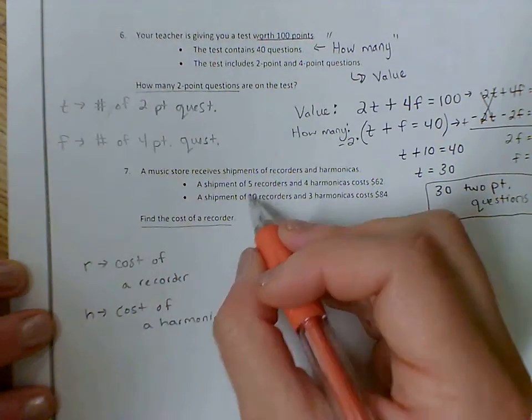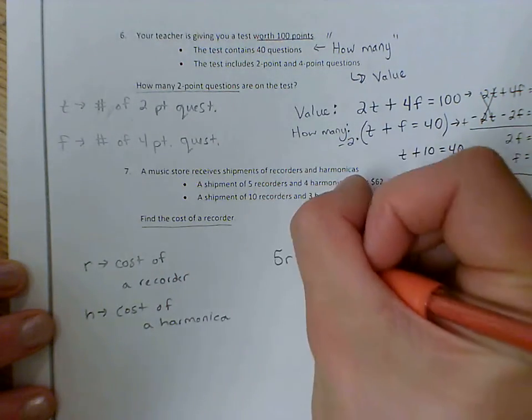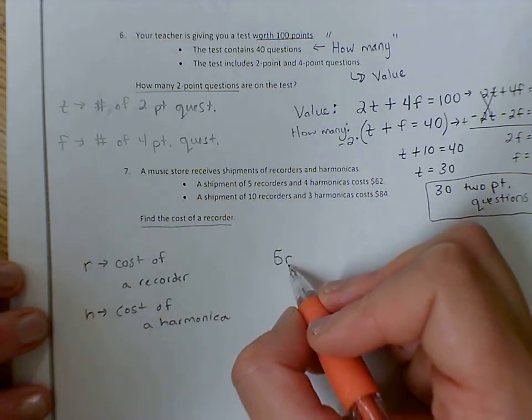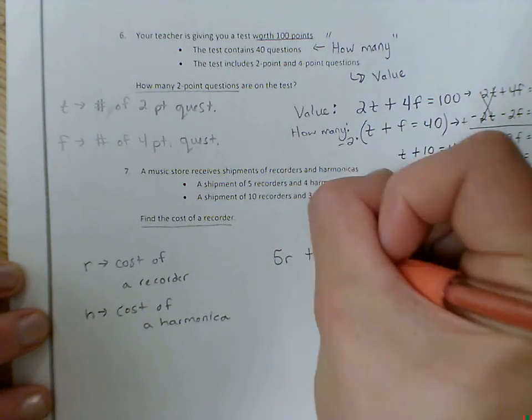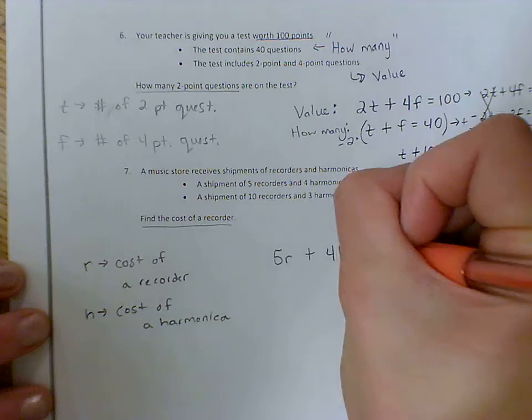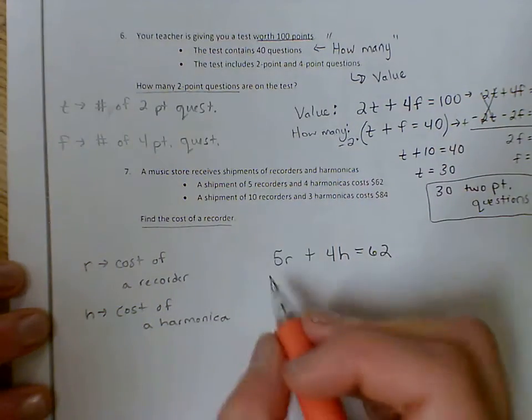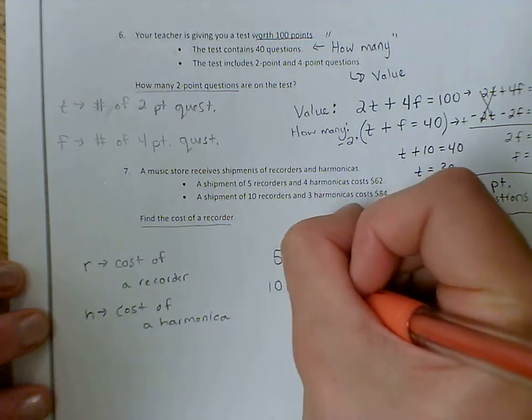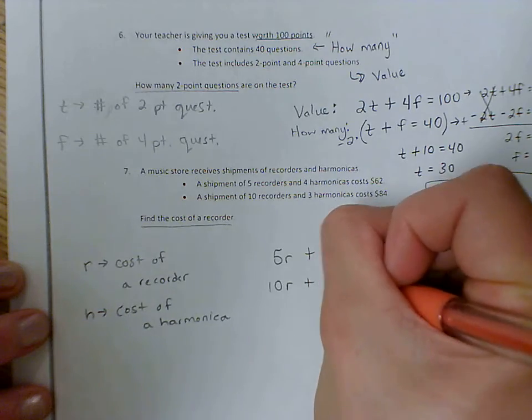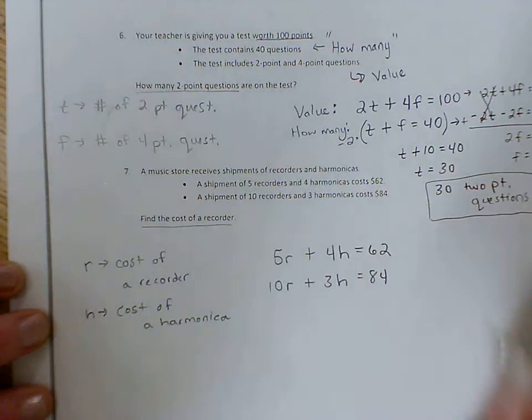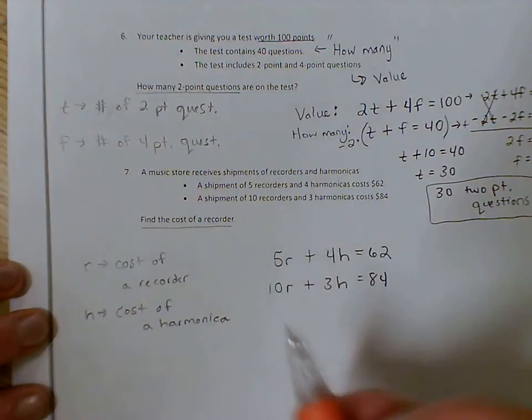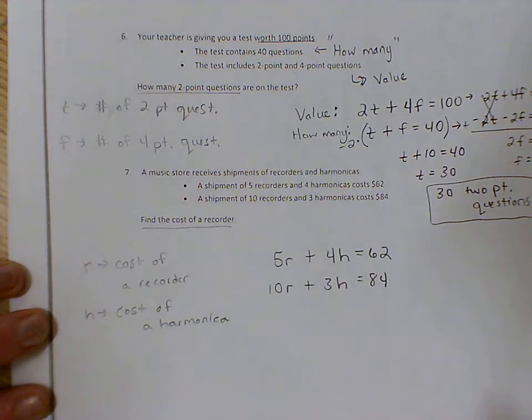Okay, so you've got 5 recorders, so it's 5 times however much a recorder costs, plus 4 harmonicas. That ended up being a total of $62. Then you had 10 recorders and 3 harmonicas. That ended up being $84. Okay, same story. It's kind of set up for elimination.